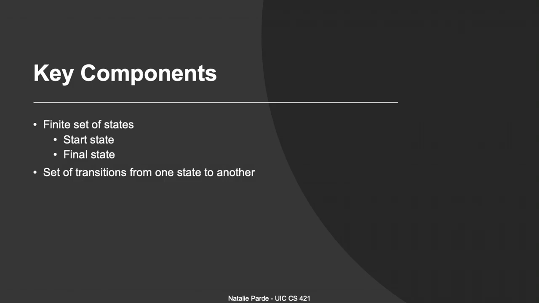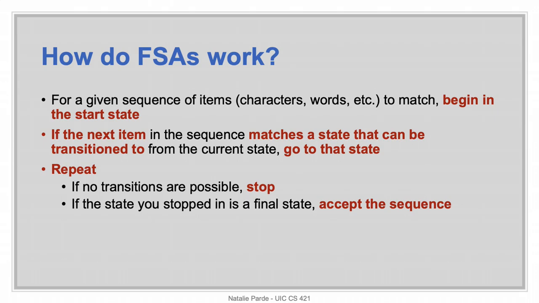The key components of a finite state model are an unsurprisingly finite set of states, including but not limited to a starting and end state, and a set of transitions from one state to another. For a given sequence of items, finite state automata work by beginning in the start state. They check to see if the next item in the sequence can be transitioned to according to the rules specified, and if so, they move forward to that state. This process repeats until no transitions are possible, at which time the sequence is either accepted if the state they ended up in is a final state, or rejected if it's not.